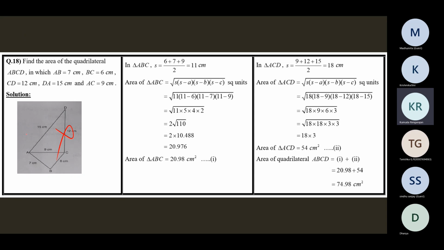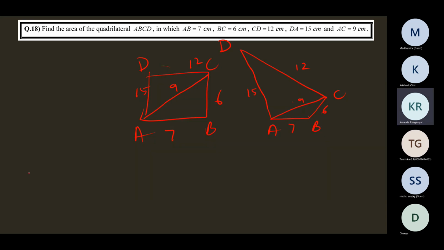So you don't have to get this exact figure. This is your figure. Or you may have it a slightly different way. That's fine. Information should be written correctly on the figure. That is very important. So now what you see here in this triangle, the sides are 6, 9, and 7.